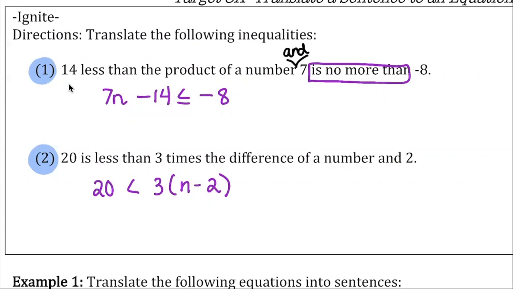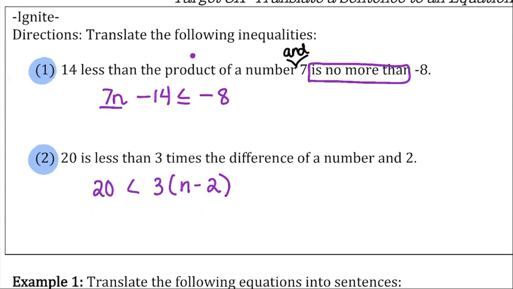For the rest of this, leading up to that, it says 14 less than the product of a number and 7. Now remember, this phrase less than always switches the order. So instead of 14 minus anything else, that tells me that we're going to have something minus 14. Now, what are we subtracting 14 from? It says the product of a number and 7. Product is, remember, another word for multiplication. So that's where our 7n comes from.